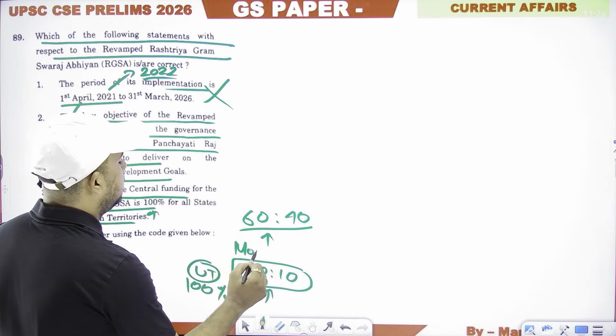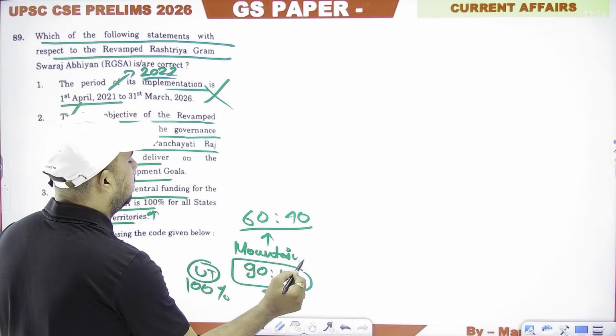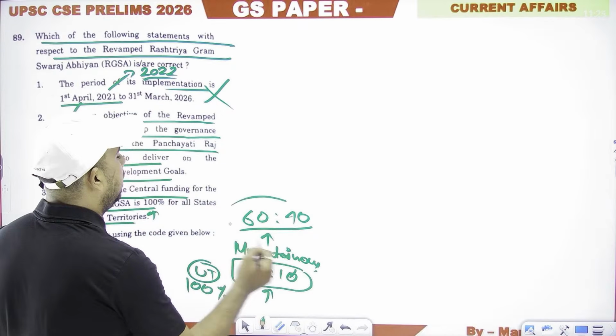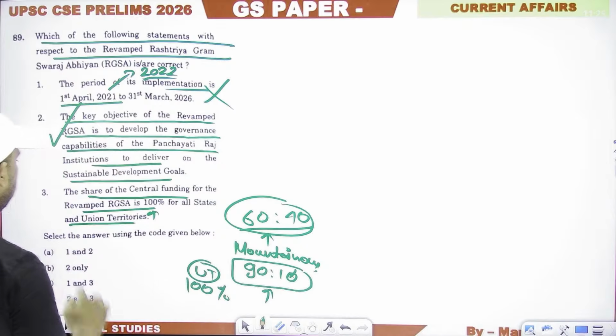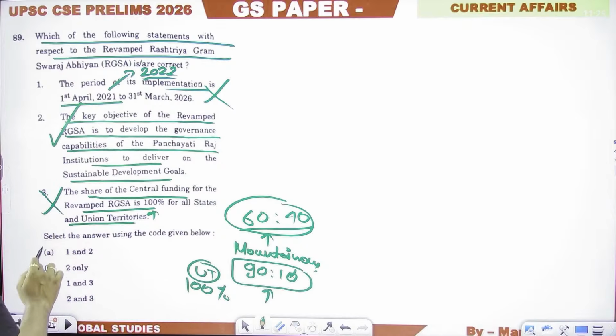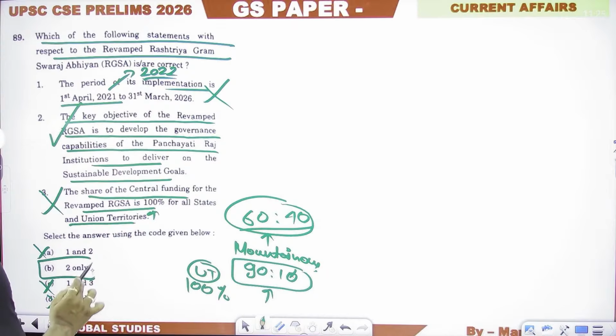For mountainous states, it is 90-10, and for major states it is 60-40. That's why this statement is also wrong. So first is wrong, third is wrong. It means that only the second is correct. So B is the right answer.